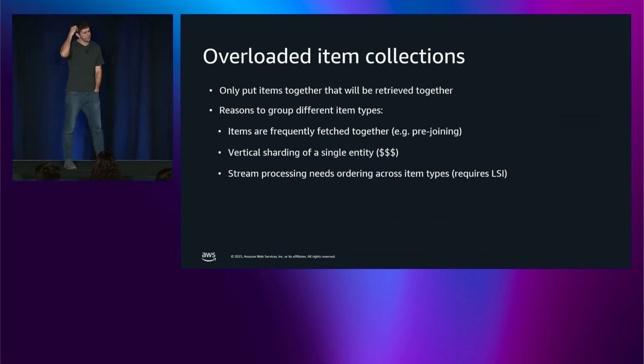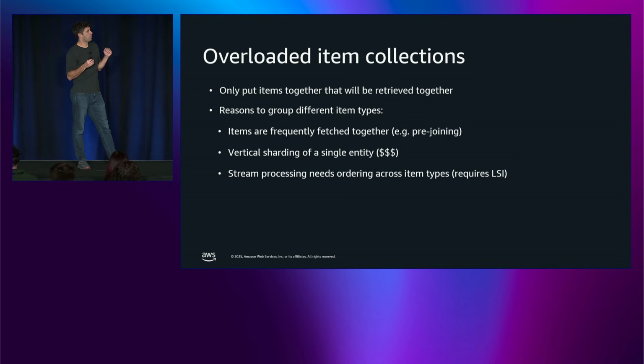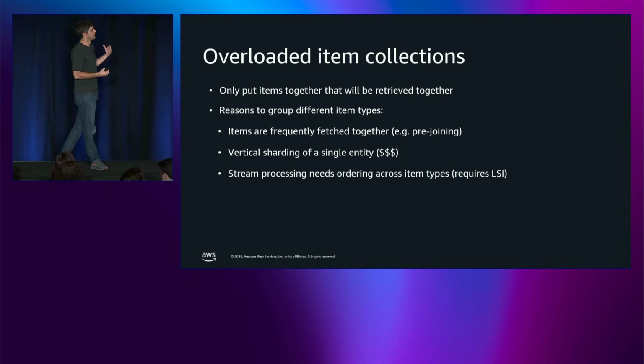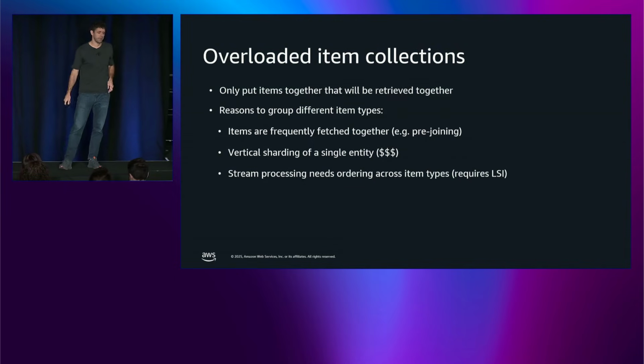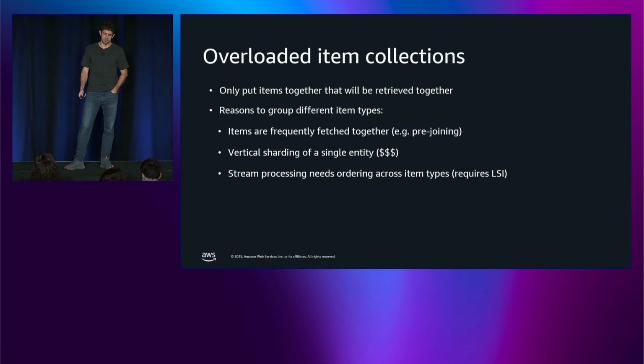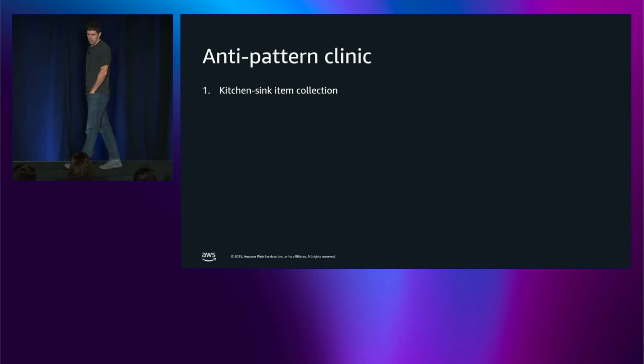One last reason is around if you need stream processing that has ordering across item types, but within some sort of partition key, you can do an LSI with this. I think this is pretty advanced. If you really think you need this, come talk to me sometime. But those are the reasons to group together different item types.